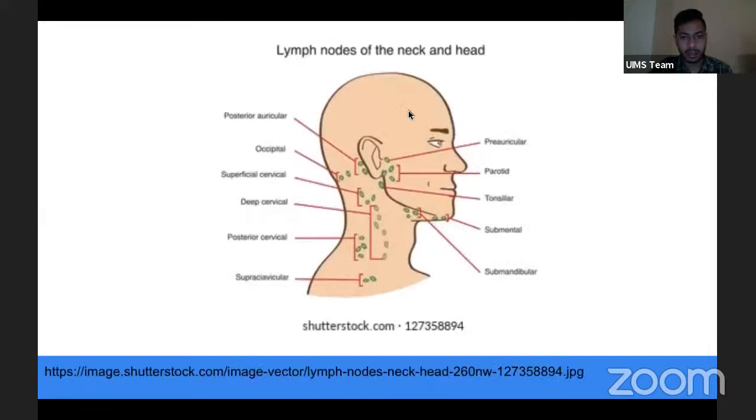So these are the lymph nodes in the head and neck region, which I've been telling you. You can obviously see that there are preauricular lymph nodes, retroauricular, occipital, and then the cervical, and right at the end there's the supraclavicular, alongside the lymph nodes in the mandibular region.